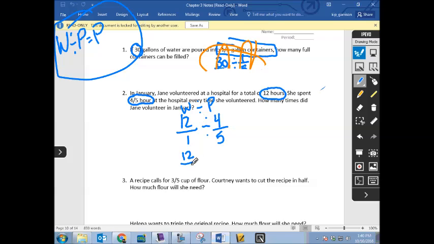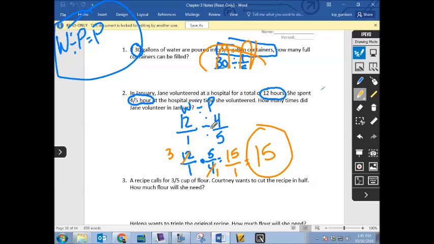So then we do the algorithm. Dividend stays the same, divide becomes multiply. The reciprocal of 4/5 is 5/4. Now at this point, remember, we can use cross-simplifying. 1 and 5 doesn't help me. I know that 12 and 4 share a 4, so I'm going to divide by 4 there, divide by 4 there. We're going to get 15 over 1, which we know means 15.